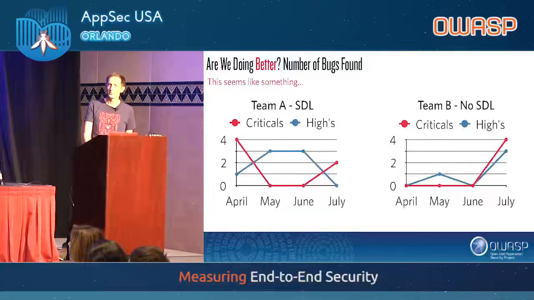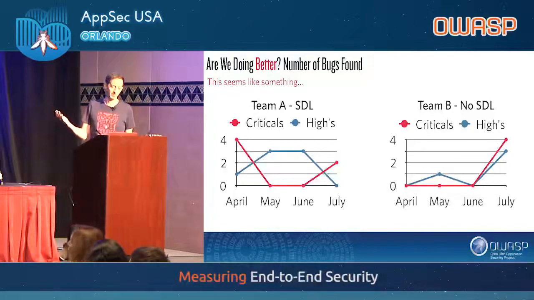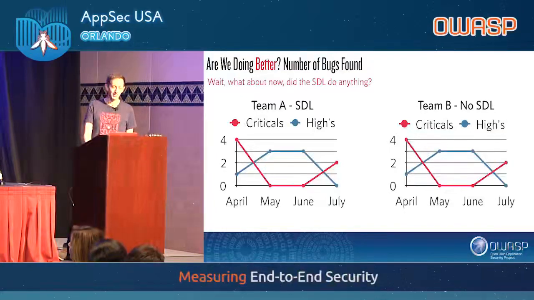And so depending on how you look at this, you could say Team A is doing better because they're reducing the number of bugs that they're finding. You could also say Team B is doing better because the total number of criticals is actually smaller than Team A's. And just to make it even tougher, what happens when this happens?